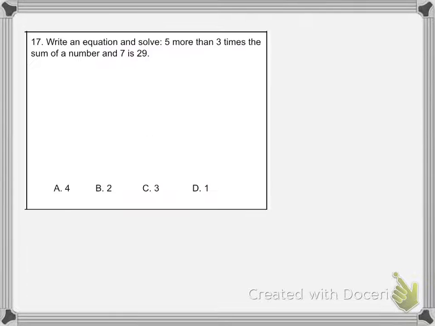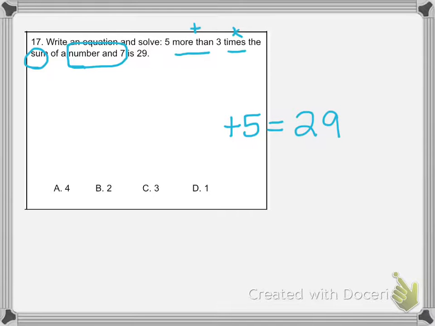All right. And number 17, so this one we need to actually write the problem. So a few keywords that I'm seeing, I see more than, which is going to mean plus, but remember when we do more than or less than, it needs to go behind whatever it's comparing it to. So 3 times, so multiply, and the sum of a number and 7. So a number and 7 means we're going to have to use parentheses, is 29. So 5 more than, so we're going to do 5 at the end, equals 29. And then we're going to do 3 times the sum of a number and 7 in parentheses.